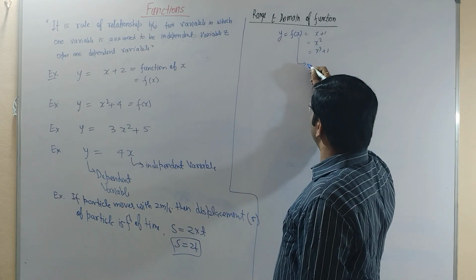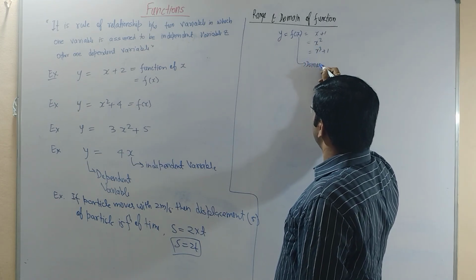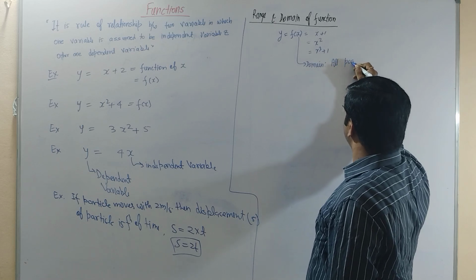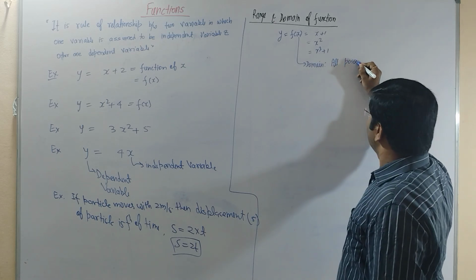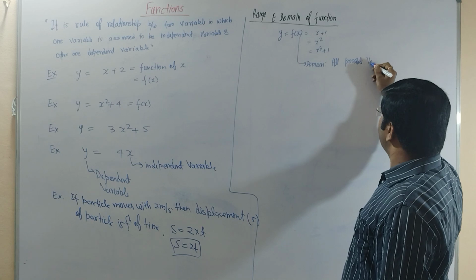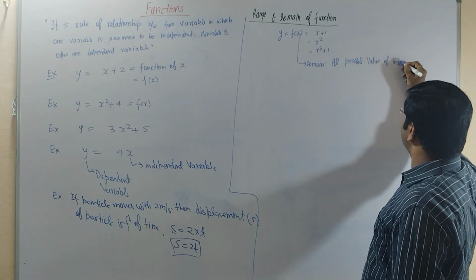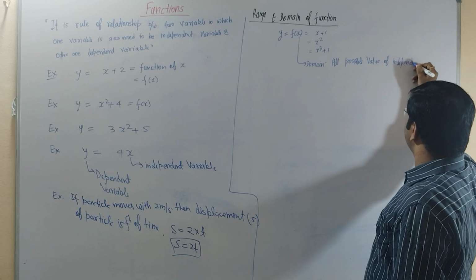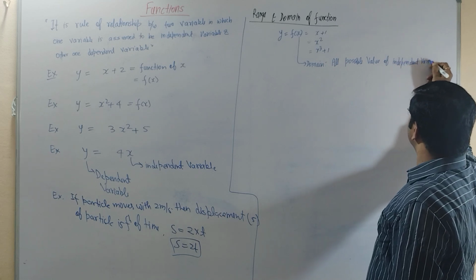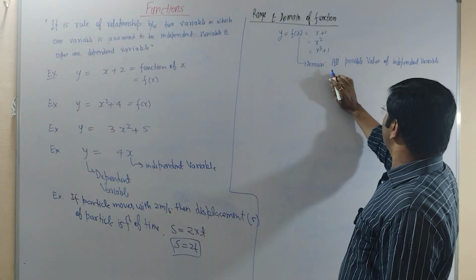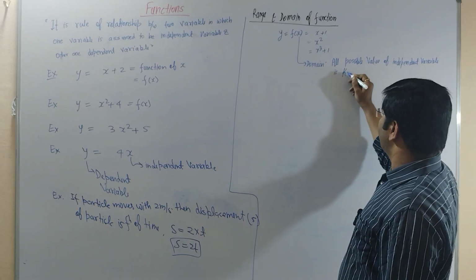So here we can define domain equal to all possible values of the independent variable. All possible values of the independent variable is known as the domain.